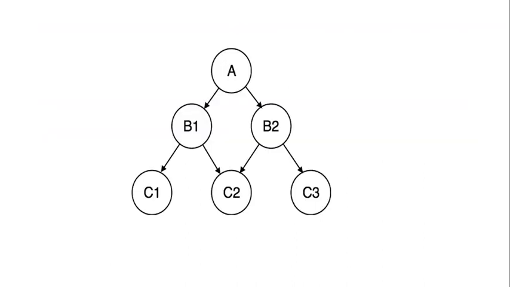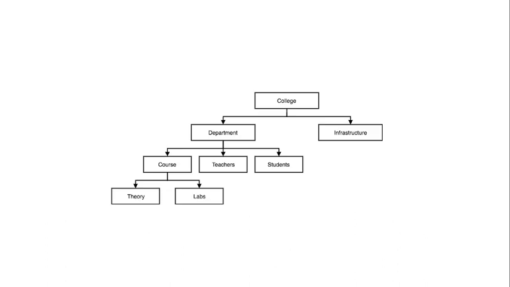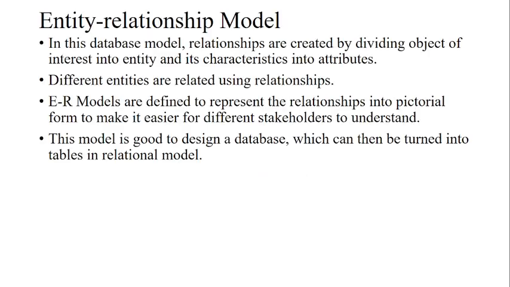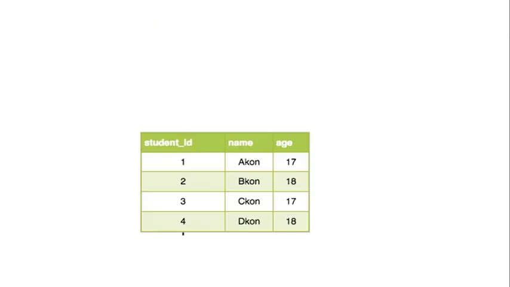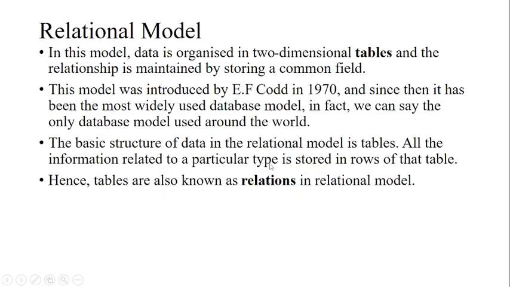One data item is connected to another, so we need to understand the connectivity and how they are connected, one to one, or parent-child relationships. But in the relational model, we don't need to understand more. Here we can see directly that student ID, name, and age are in a single row, so it is very easy to understand. The basic structure of data in the relational model is tables.